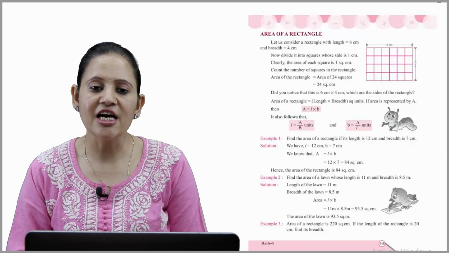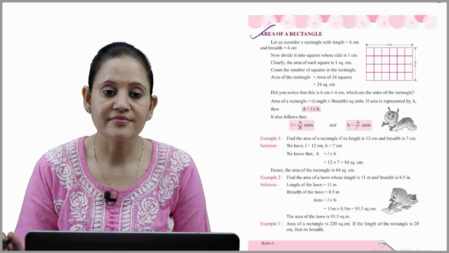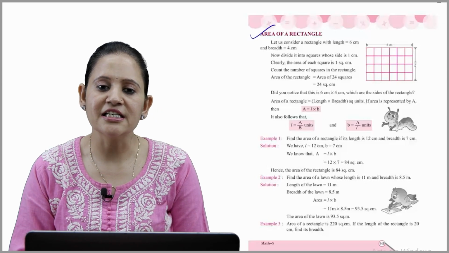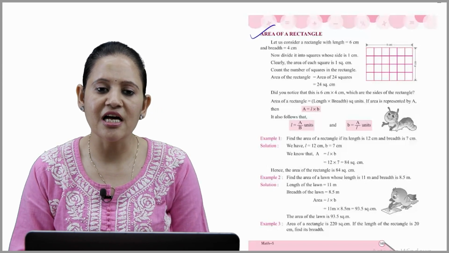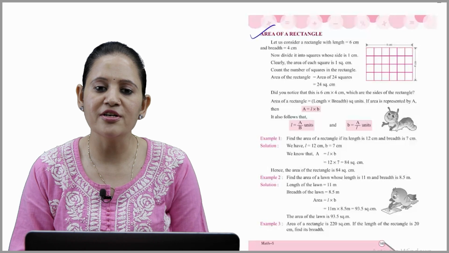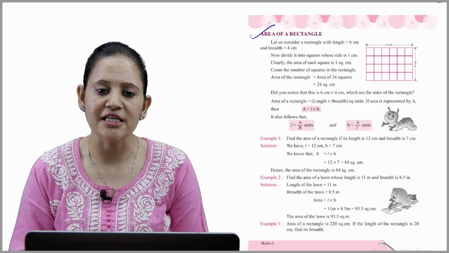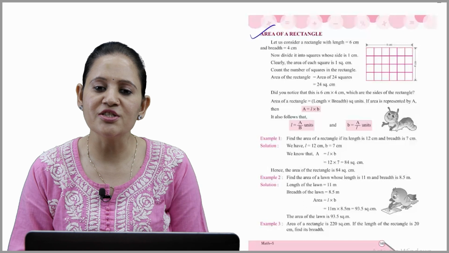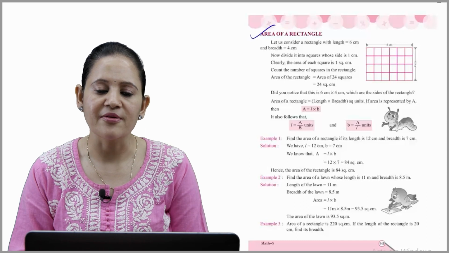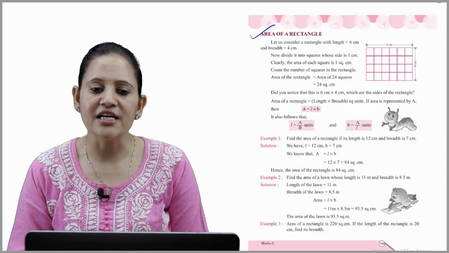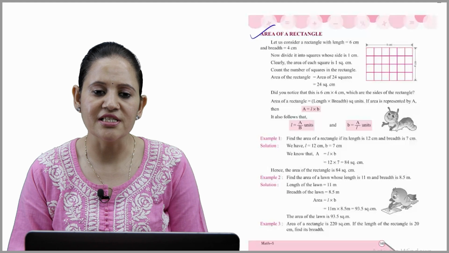Next is area of a rectangle. Let us consider a rectangle with length 6 centimeter and breadth 4 centimeter. Now divide it into squares whose size is 1 centimeter. Clearly, the area of each square is 1 square centimeter. Count the number of squares in the rectangle. So, area of rectangle क्या हो जाएगा? Area of 24 squares, यानी 24 square centimeter.